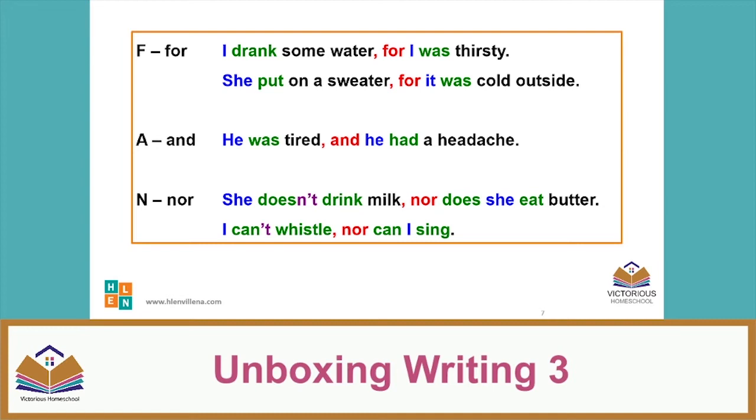For nor, this is something that we did not discuss in Unboxing Writing 2, but I'm going to give you examples now so that you will not be confused. These nor and yet are not so commonly used in casual writing, but they can be very useful, especially in advanced academic writing. So in this example, she doesn't drink milk, nor does she eat butter. And another example, I can't whistle, nor can I sing. Notice that you have an unusual arrangement of the subject and verb in the second sentence.